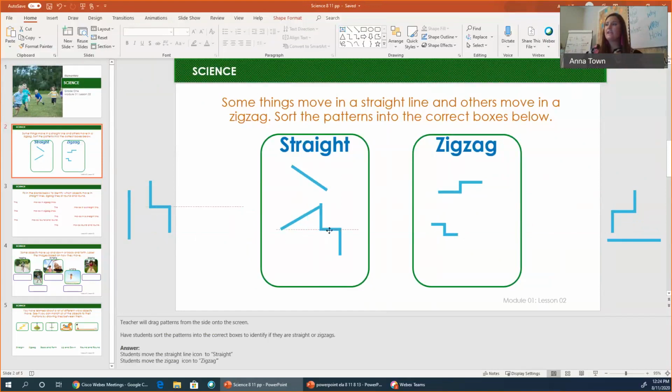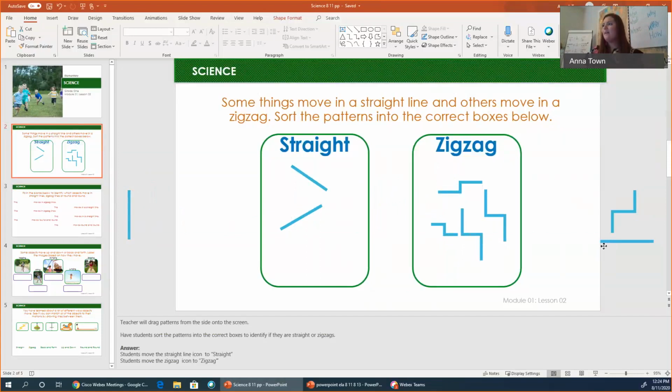Okay, your turn. Is this line a straight line or a zigzag line? Straight or zigzag? It's a zigzag line. It has curves to it. It changes directions. Down, side, down. Not going in the same direction. Let's take a look at this line. Is it a straight line or a zigzag line? Zigzag, it goes in different directions. Down, side, down, or up, side, up.